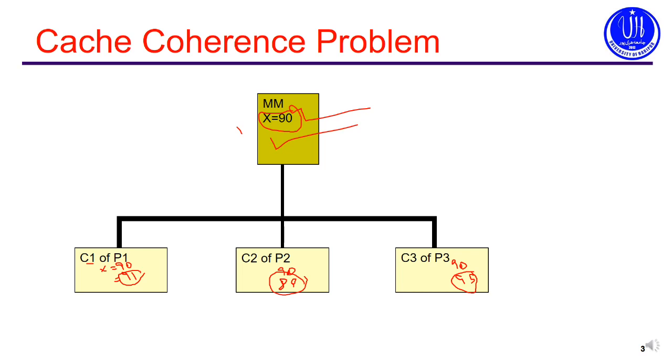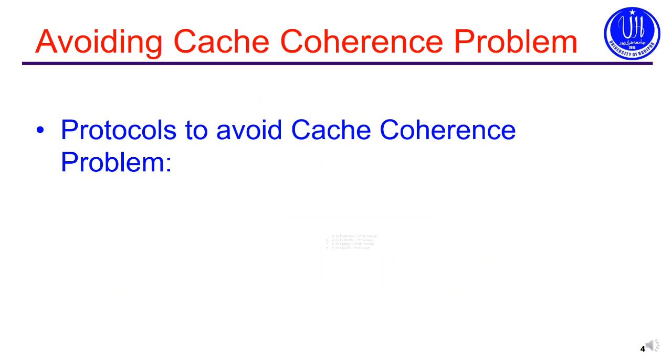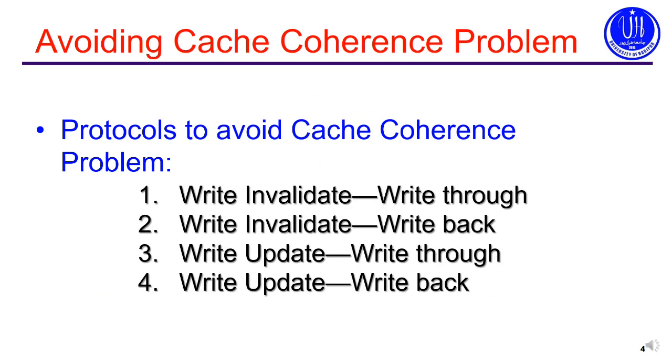So how to handle this? We have these cache write policies. The first one is write invalidate. Write invalidate has two types, write through and write back. The second one is write update and it also has two types, write through and write back.